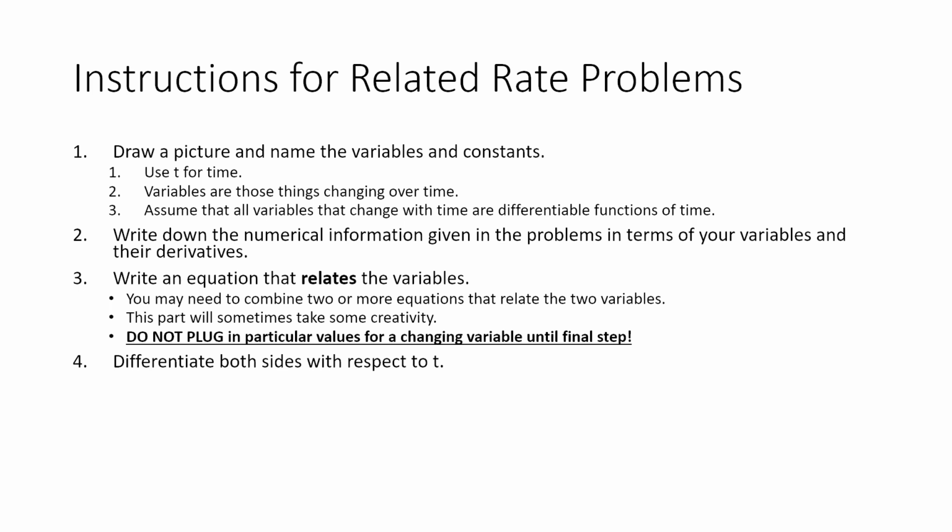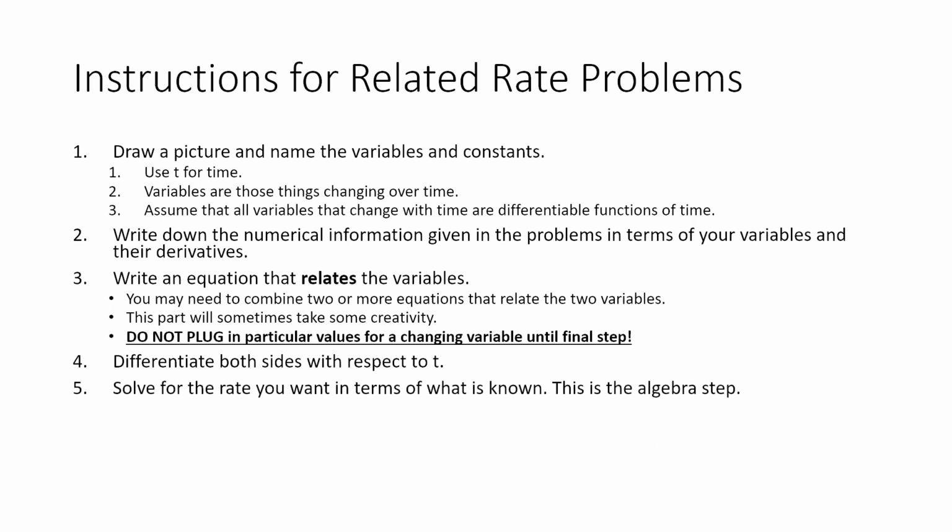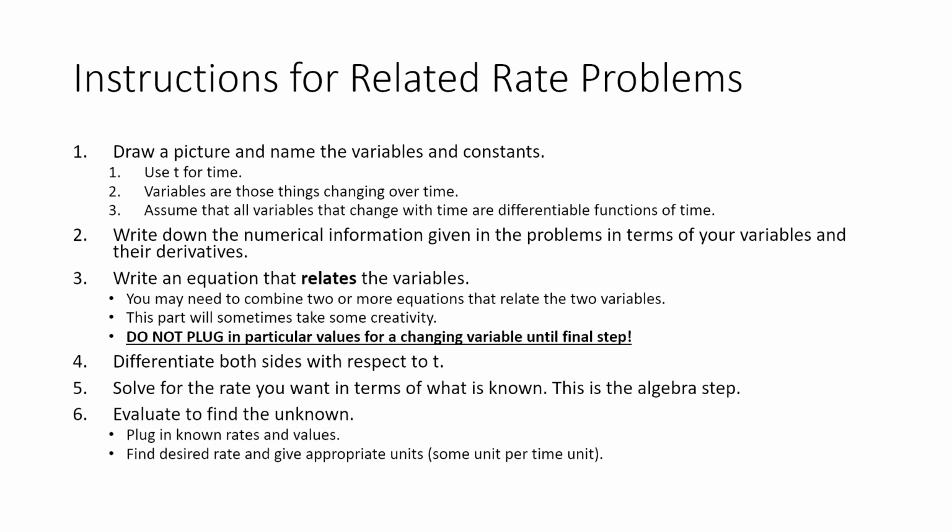At this point, differentiate both sides of your equation with respect to t. This will be implicit differentiation. Solve for the rate you want in terms of what is known. This is where you solve for the derivative or the variable that you're looking for. You'll move everything to the other side, isolate your unknown, the thing that the question is asking for. This is where you do a little bit of algebra.